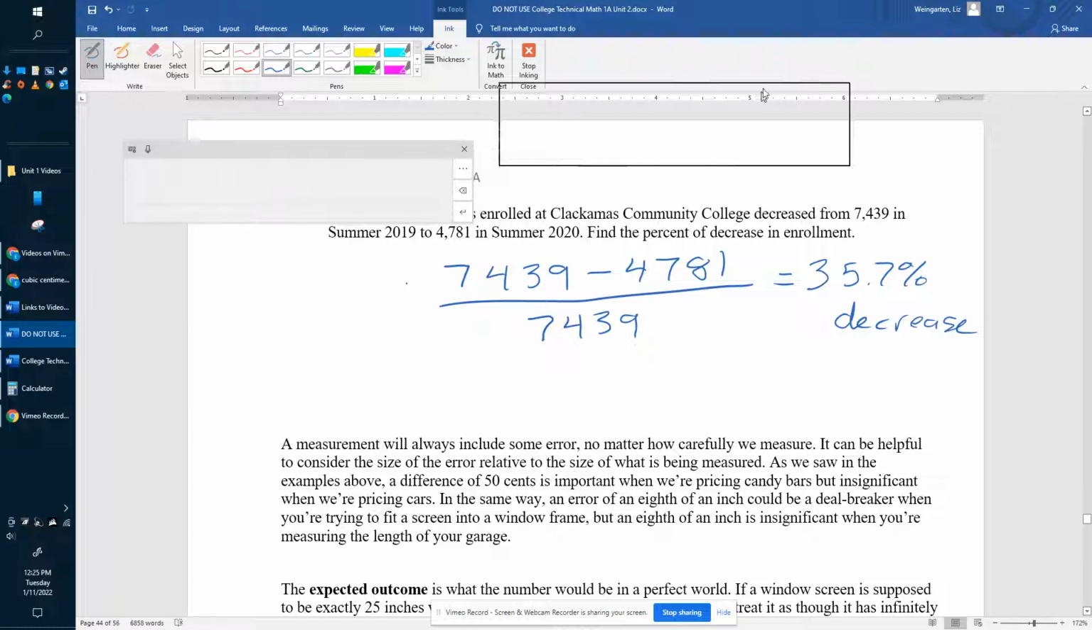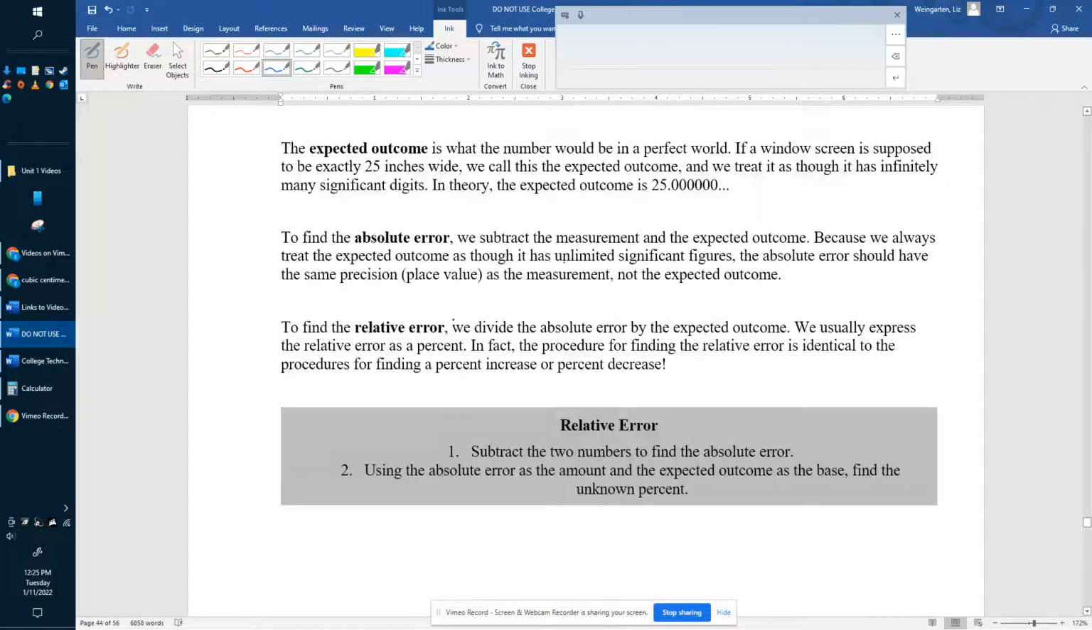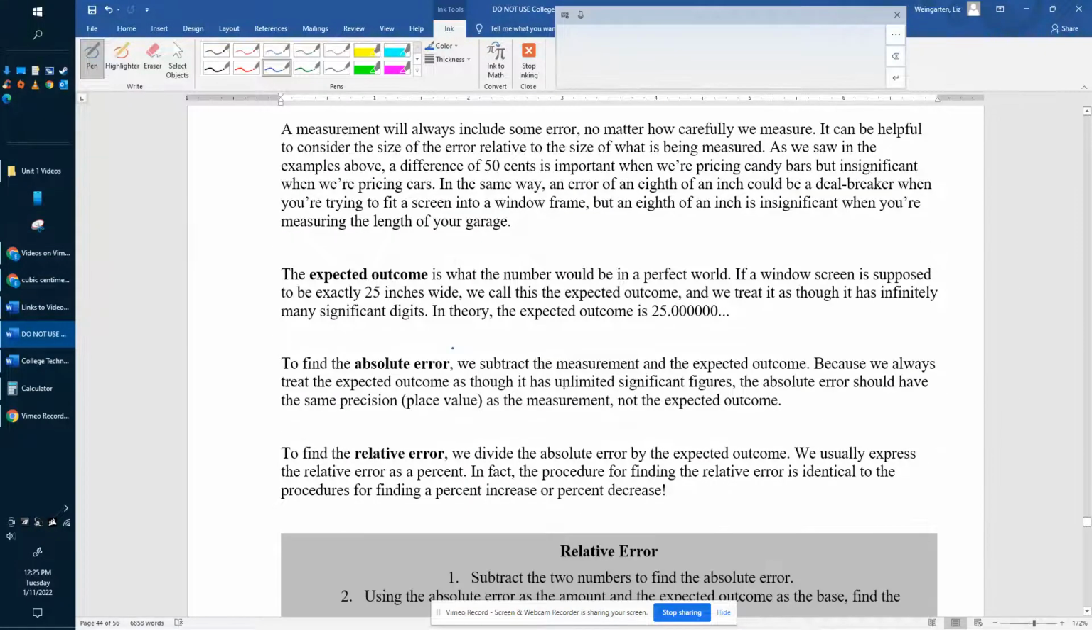Now, I told you this is going to be a bit of a longer video, so let's take a look at another section. We're going to talk about relative error. So we have 3 different vocab words here. We have expected outcome, absolute error, and relative error. Our expected outcome is what we would think would happen in a perfect world, all things being what they should be, perfection, utopia, what have you.